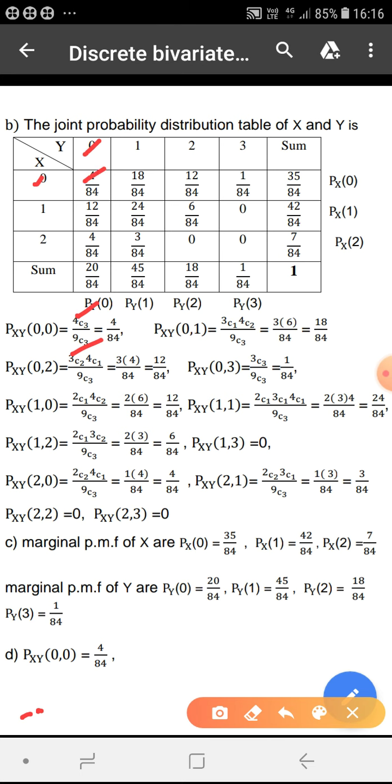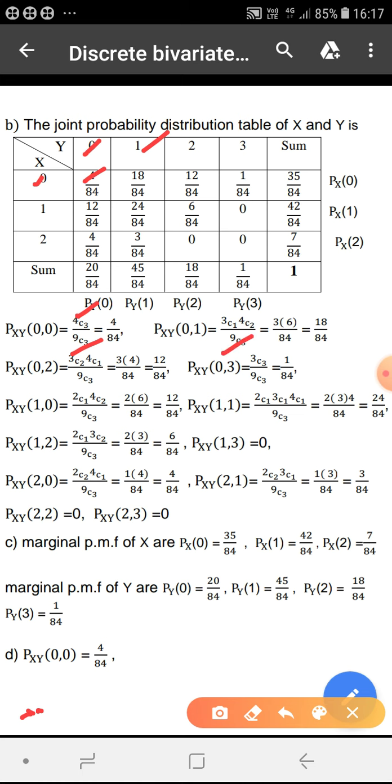When x is 0, y is 1. Which means 0 red ball, one white ball. Remaining 2 are from blue balls. So here the selection is like 2 balls from the 4 blue balls, 1 white ball from the 3 white balls. So total number of selections is again 9C3.